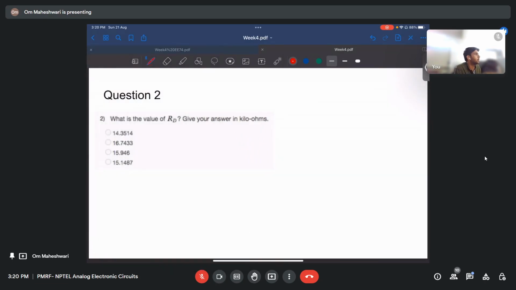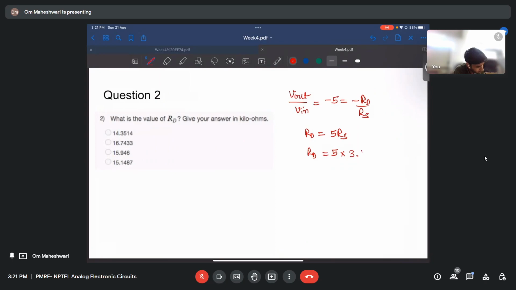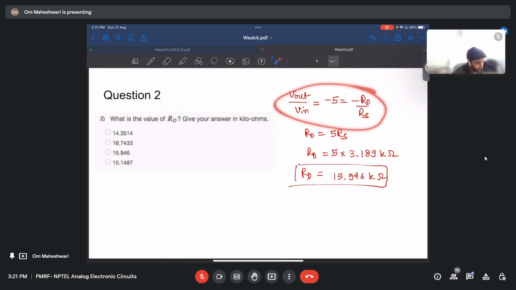Now the next part is what is the value of RD? We already know V out by V in equals minus 5, equals minus RD by Rs. We solve this, so RD equals 5 Rs. RD equals 5 times our answer, 3.189 kilo ohm, so it will be 15.946 kilo ohm. So this is easy once you have found the gain, we can directly find RD.